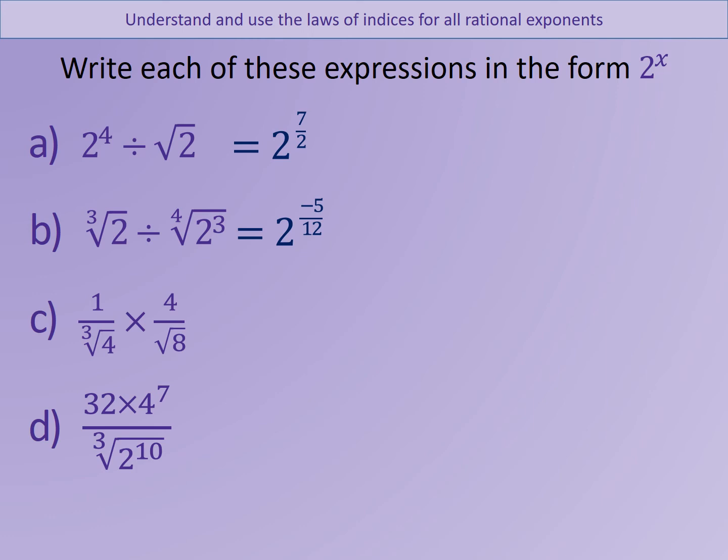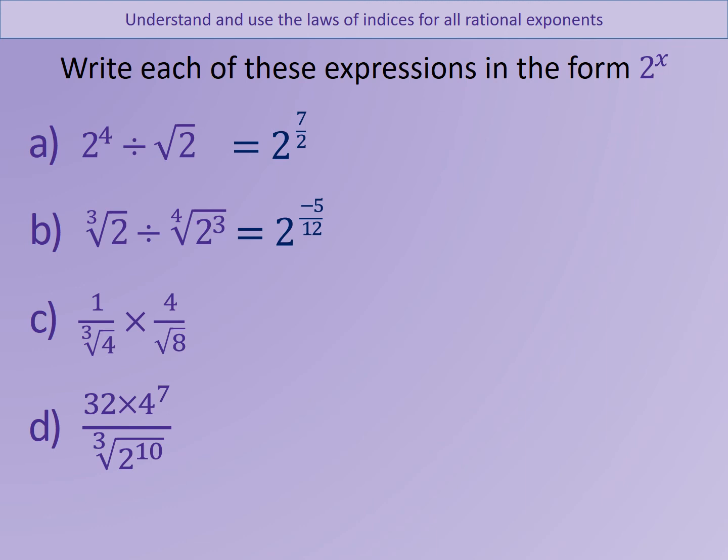In C, your first job would be to change the 4 to 2 squared, and then we're taking the cube root of that, so that'll be 2 to the power of 2/3. And then 1 over that will be 2 to the power of minus 2/3.